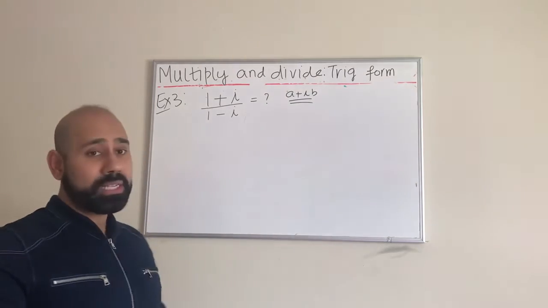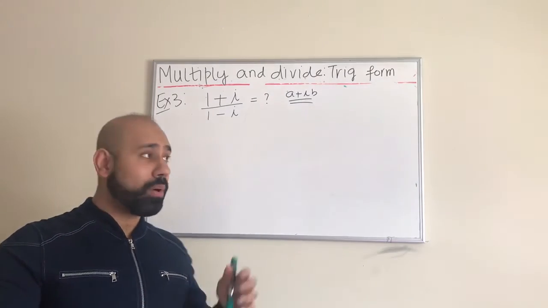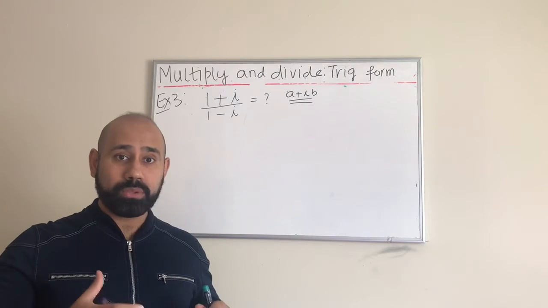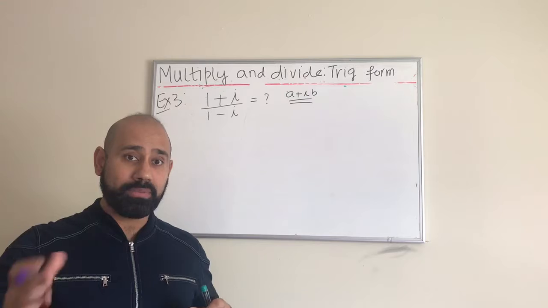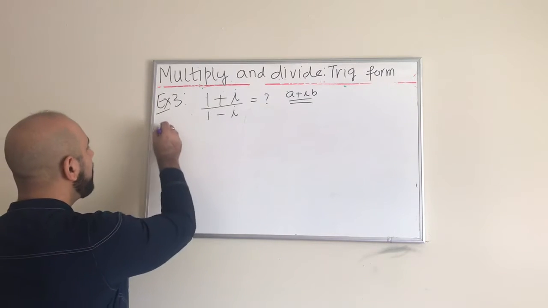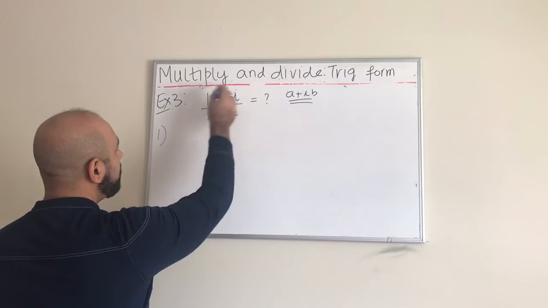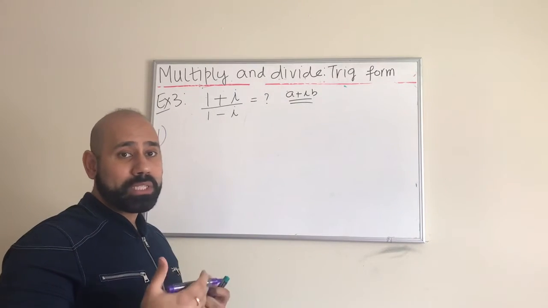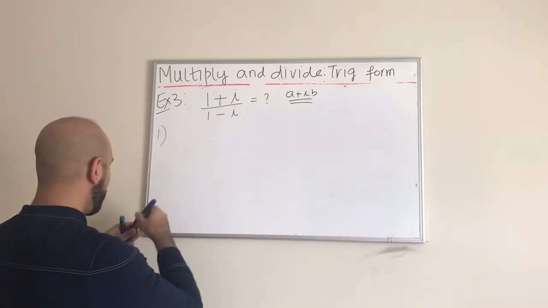Guys, let us start with simplifying this from the standard form, which it is already provided in, and then we will also look at how to convert it into the trig form and then simplify that. So first of all, in order to simplify the ratio of two complex numbers, we already know we have to multiply by the complex conjugate of the denominator, and that's what we are going to do here.